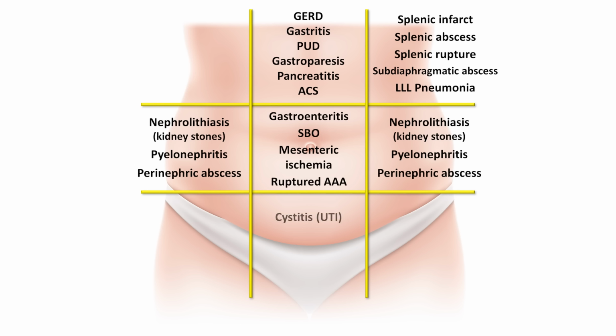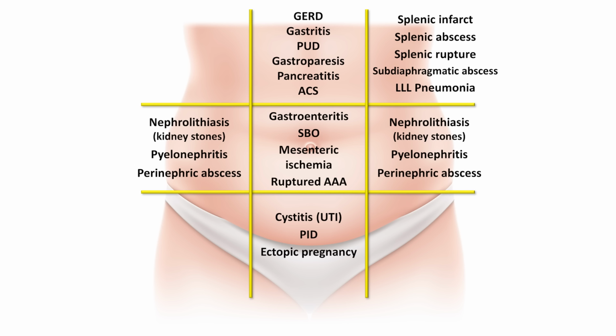Suprapubic pain can be from cystitis or a simple urinary tract infection, pelvic inflammatory disease, which is a severe complication of sexually transmitted infections seen in women, or an ectopic pregnancy, which occurs when an embryo is implanted somewhere other than the uterus, a condition which results in a non-viable pregnancy and is life-threatening to the mother.